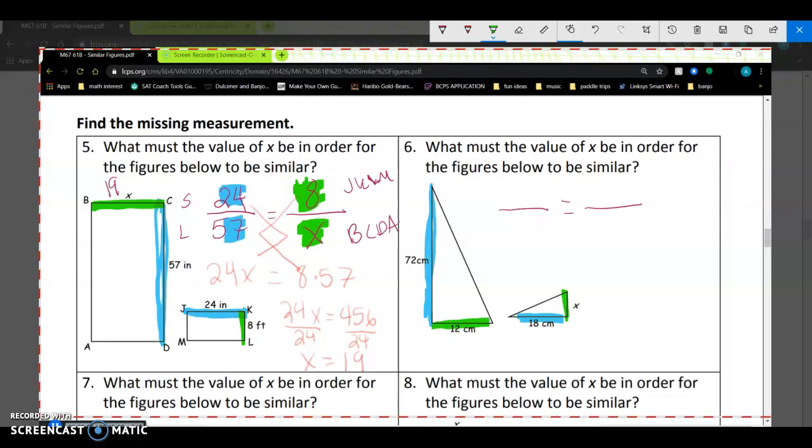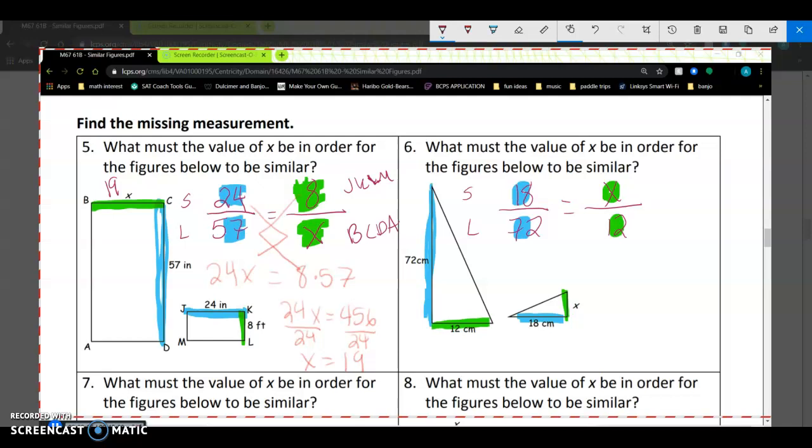Using these color codings or dotted lines and dashed lines is really going to help with the setup. So I'm going to do the same thing as before. Green's over here, blue's over here. And I am going to use the smaller figure on the top, larger figure on the bottom. So the smaller figure blue is 18. The smaller figure green is x. The large blue is 72. And the large green is 12. Now I want you to pause the video and see if you can cross multiply and solve here.